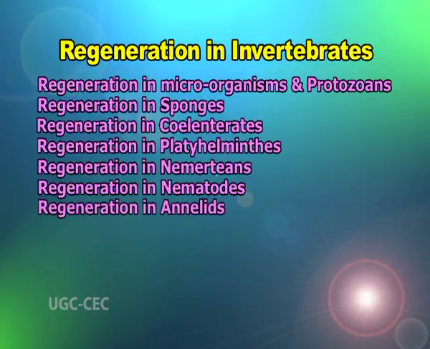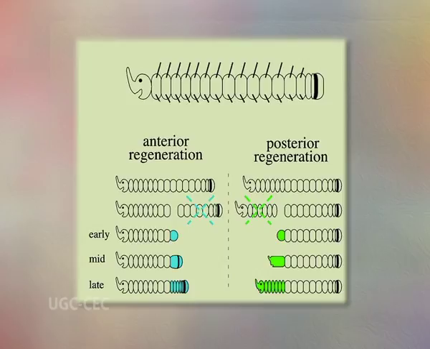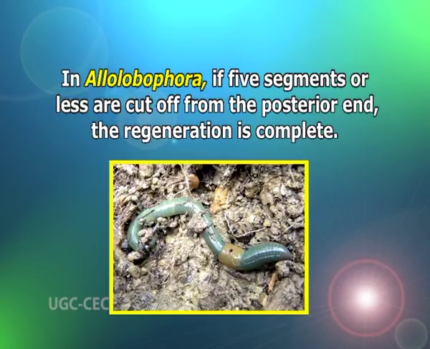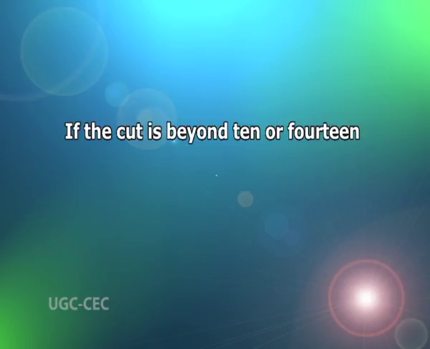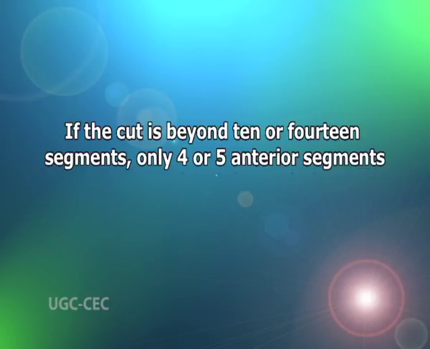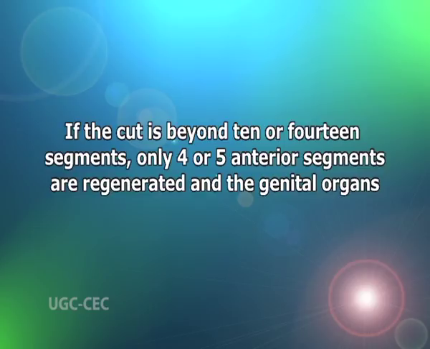Regeneration in annelids. If any oligochaete is cut into two pieces, the posterior one regenerates the frontal end with the mouth and the anterior half regenerates the new posterior end. In Allolobophora, if 5 segments or less are cut off from the posterior end, the regeneration is complete. If the cut is beyond 10 or 14 segments, only 4 or 5 anterior segments are regenerated and the genital organs are thus never renewed.